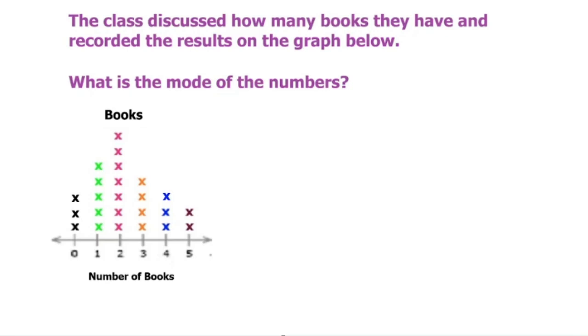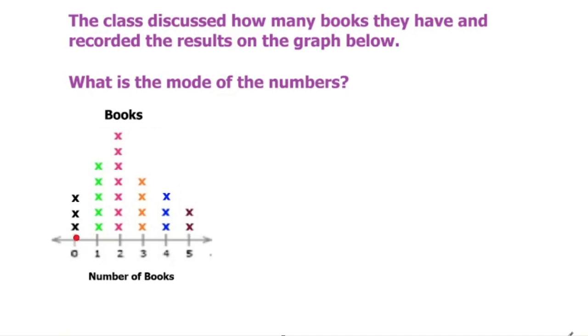In this video, we're going to interpret a graph to help us find the mode of a bunch of numbers. So if we have a problem like this that says the class discussed how many books they have and recorded the results on the graph below, what is the mode of the numbers? So each X represents a person, and the person marks down how many books they have.